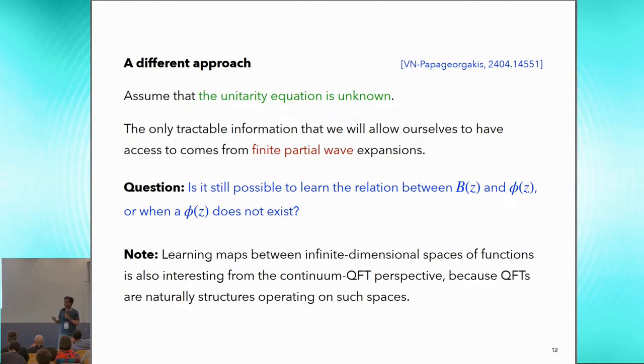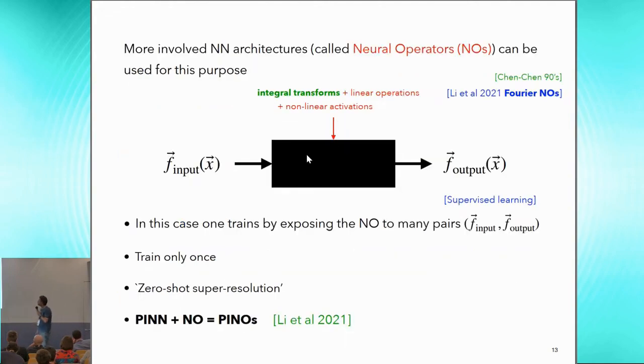And the answer is yes. In computer science, there is a more general neural network architecture, called the neural operator, which does exactly that. In usual neural networks, you start from an x, and you go to the function f of x. This is what you model. But here, you have another architecture. I display it here with a black box, that starts from an input function, or a set of input functions, and goes to a set of output functions. The architecture is more complicated. It has linear operations, it has non-linear activations, but it also has integral transforms. So it acts non-locally on the space of x's.